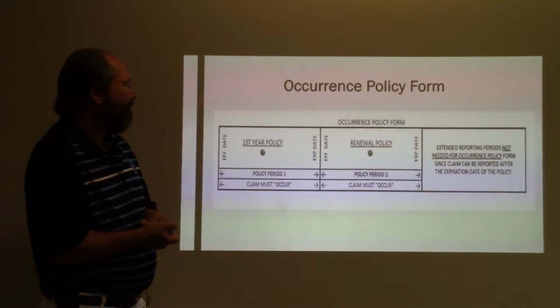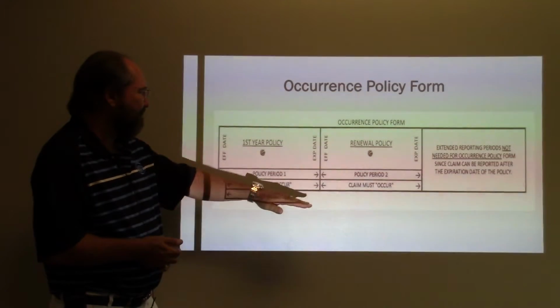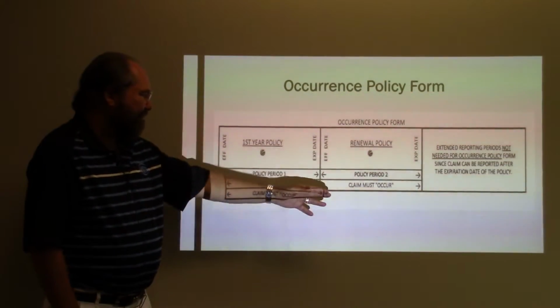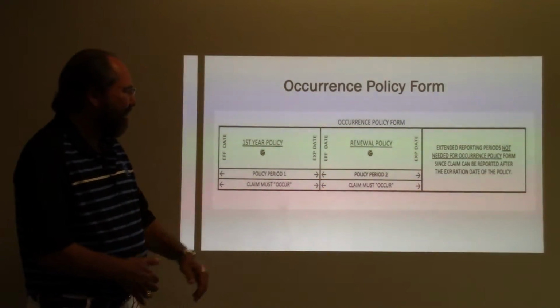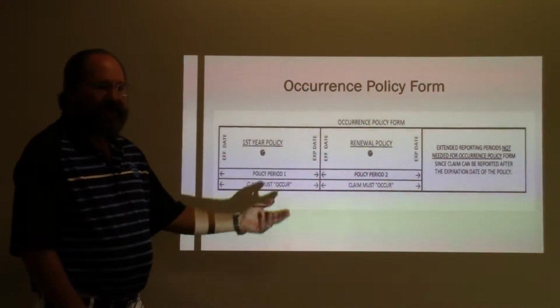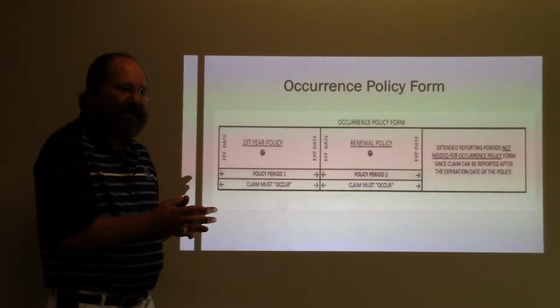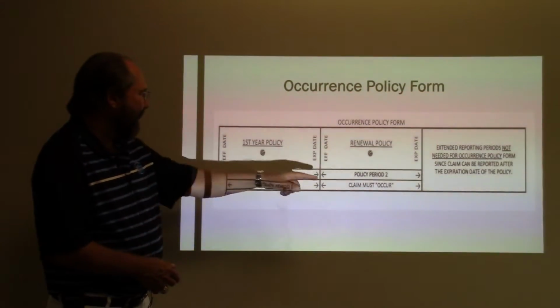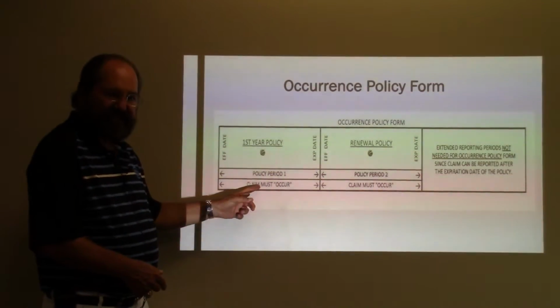Okay, so in an occurrence policy form, I tried to do this as simply as we could. So you have a policy in year 1, policy in year 2, and again, a claim happens much later on. We're going to make the determination of when the bodily injury or property damage happened, and that's the policy that's going to pay. So if it happened here, this is the policy going to pay.